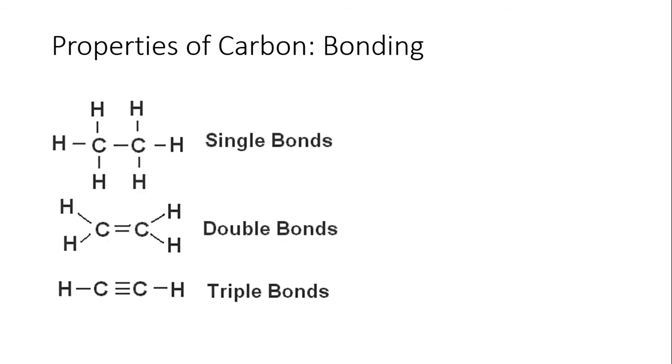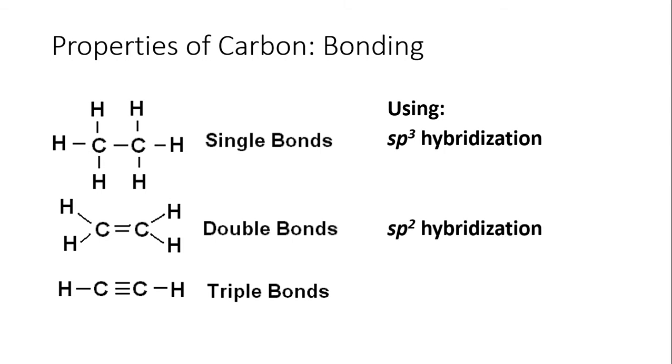In terms of bonding, carbon can form single bonds, double bonds, and triple bonds, as shown here. Single bonds are formed by sp3 hybridization or sp3 hybrid orbitals. Double bonds with an accompanying set of 2 single bonds can be formed by sp2 hybridization. And a triple bond can be achieved by forming a linear structure using sp hybridization.